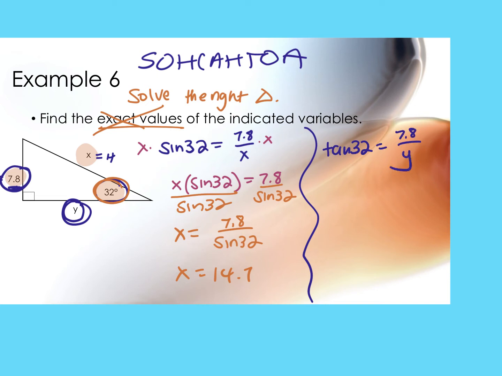I could multiply both sides by y. Now here's the shortcut. If the value's in the top, then I take this side and divide it by the other side. If the value's in the bottom, you just multiply them. But if the value's in the top, you can skip a step and do 7.8 over tangent of 32. If that confuses you, stick to the basics. Y would equal 12.48, which is 12.5.